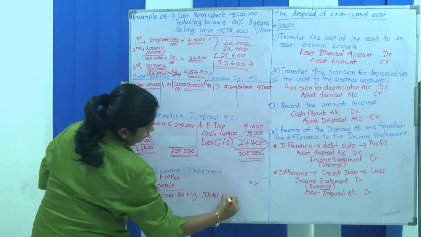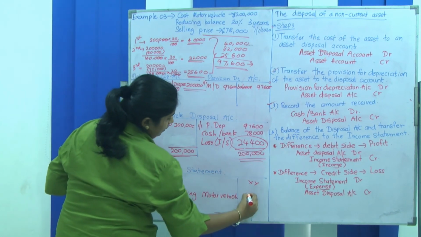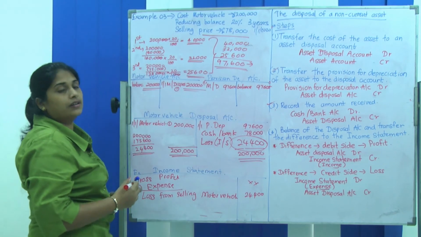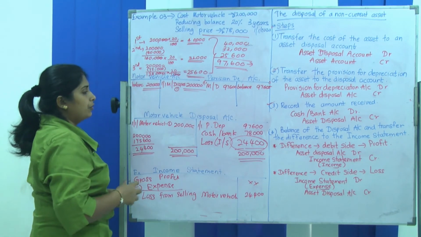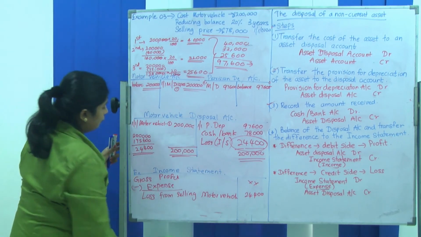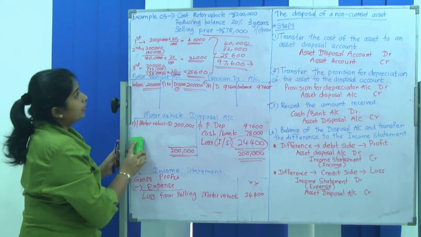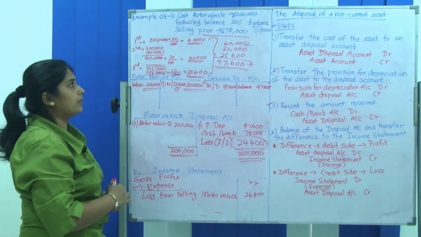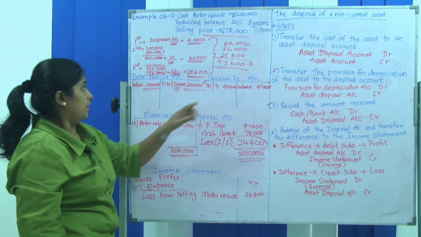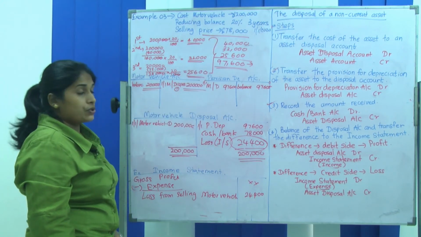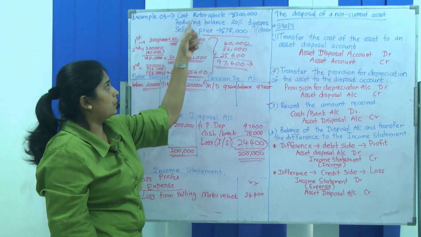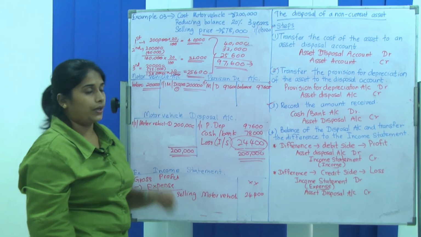So when you sold the motor vehicle, you have created a 24,400 loss. Okay, so according to this sum, what you did, you purchased a motor vehicle for 200,000 and after using it for 3 years, you are going to sell it for 78,000. So the business is using reducing balance method 20%.